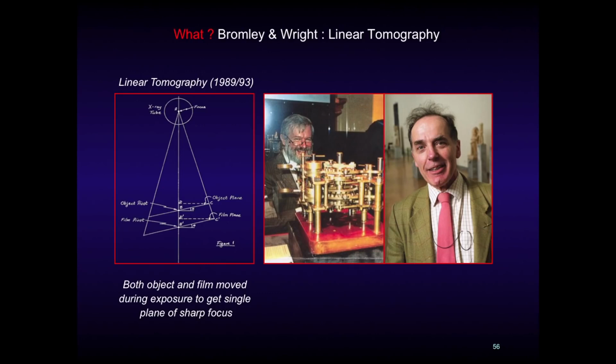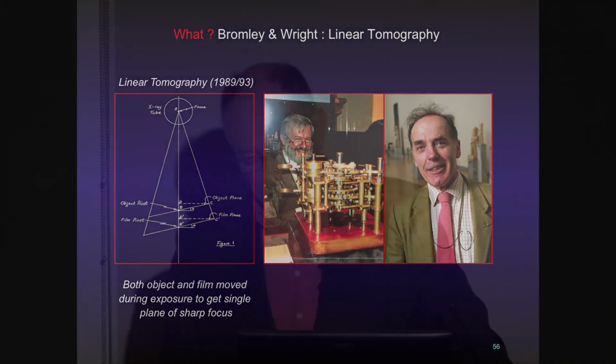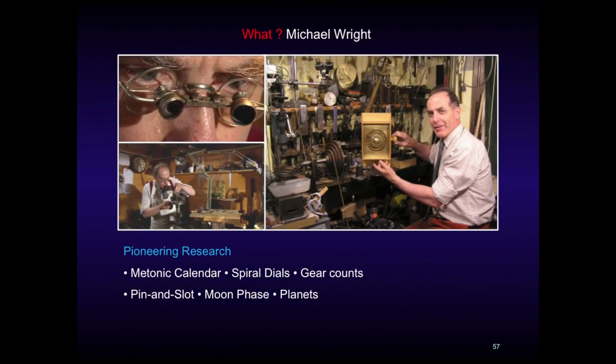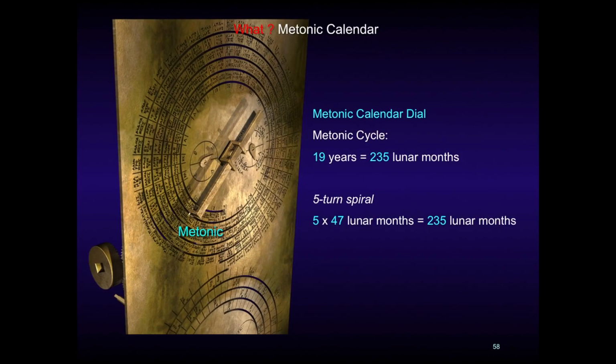Now, I should say, sadly, that Alan Bromley died before the full fruits of this research could take place. But Michael Wright was extremely persistent and made some very fundamental discoveries on the mechanism, which I've listed there. I don't possibly have space here to go into all of Michael Wright's research, but he produced some very important results, and I'm going to talk about some of these as I go through. To start with, I'm going to talk about this Metonic calendar. That's the upper back dial of the mechanism.